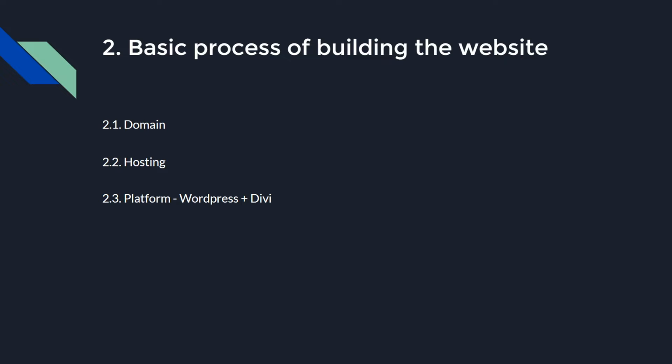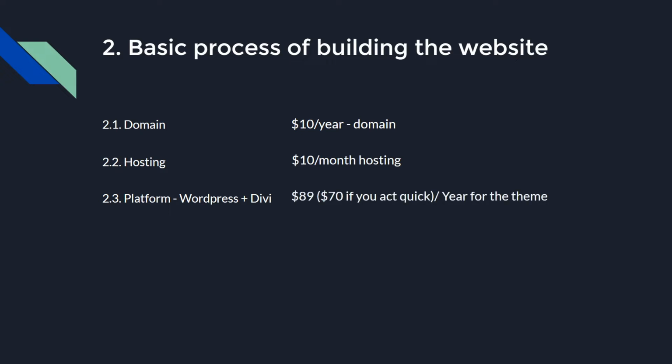Of course, if you want to make top-level websites, you have to dig deeper and learn some CSS and probably JavaScript and jQuery. The domain is around $10 a year, the hosting is around $10 a month, and Divi is $89 a year. Right now they have a discount.